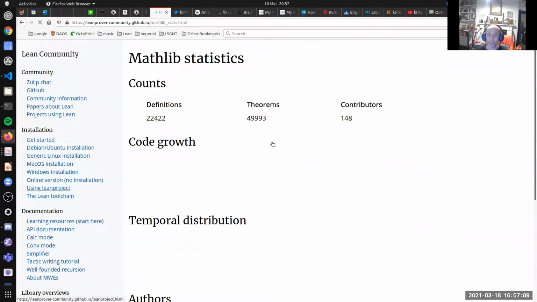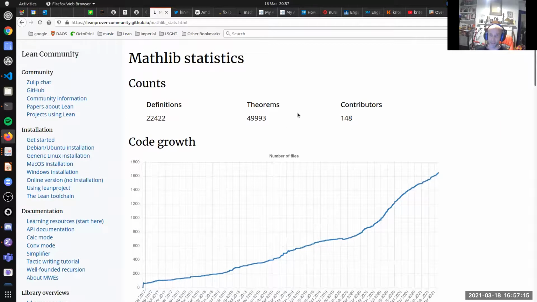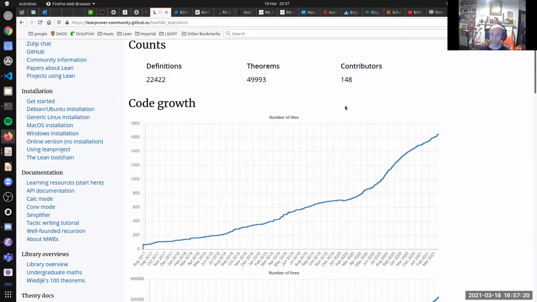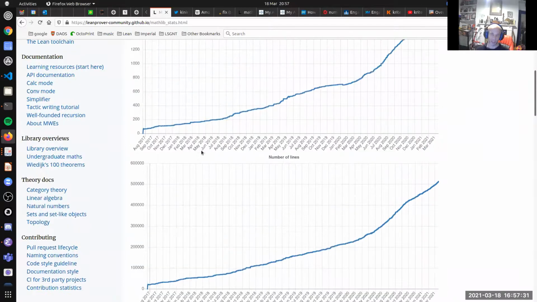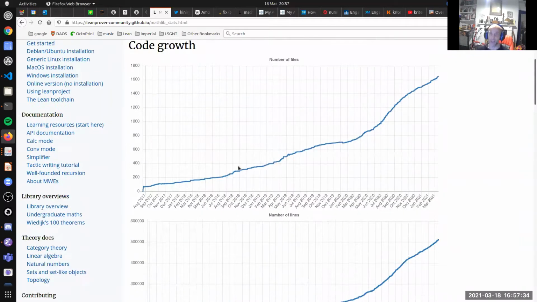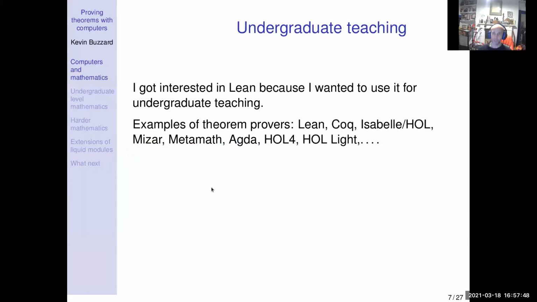Contribution statistics. So here's what the maths library I've been working on for the last 4 years looks like. We've got nearly 50,000 theorems, 150 people involved, and it started off with 30,000 lines of code, and just recently it broke 500,000. I'll talk about this maths library later, but this is one of the advantages of using Lean over the other theorem provers: there's a community of mathematicians involved, and the mathematicians are writing mathematics. So let me go back to my talk.